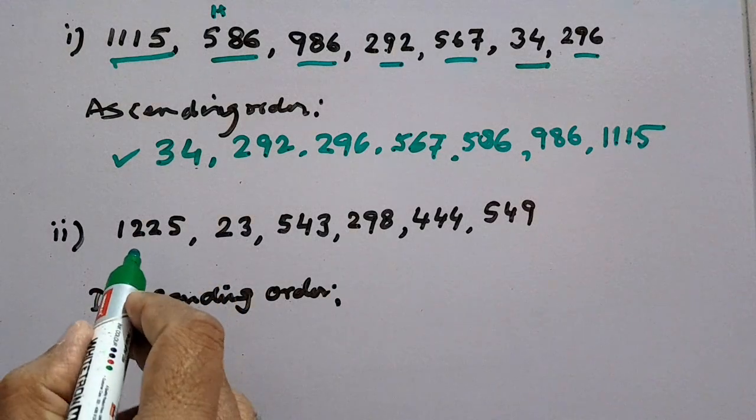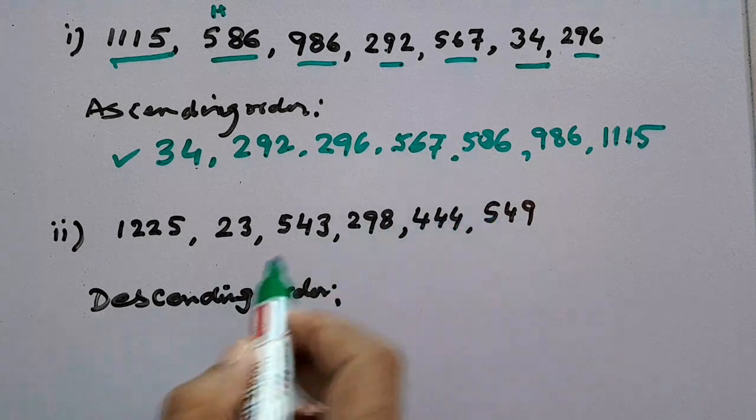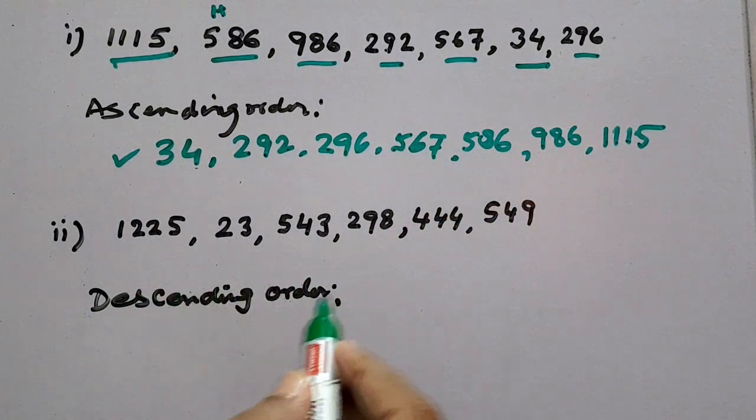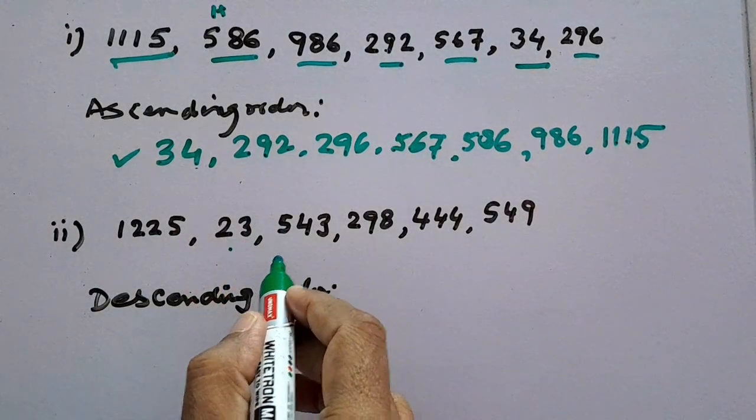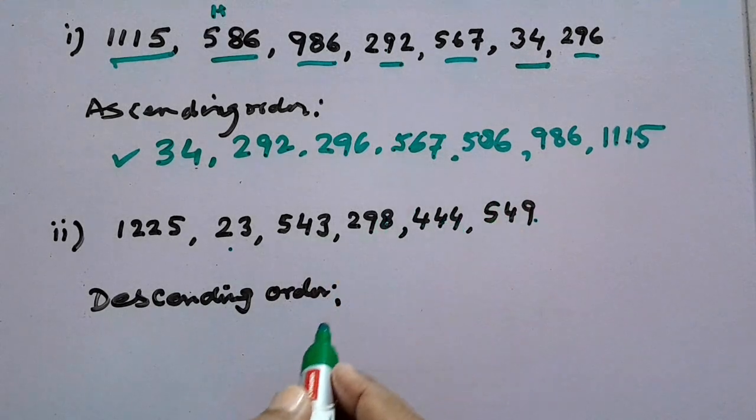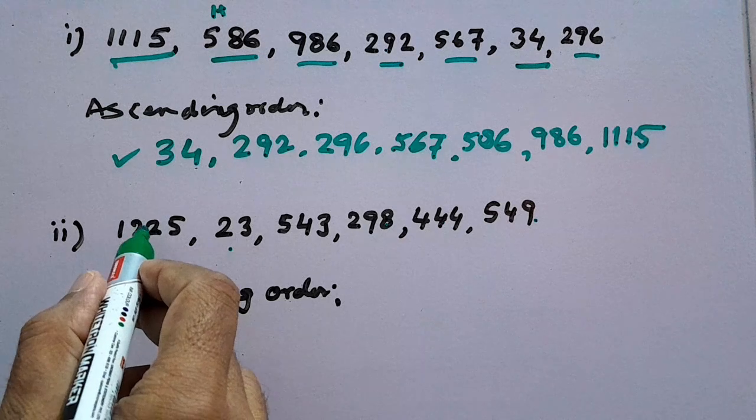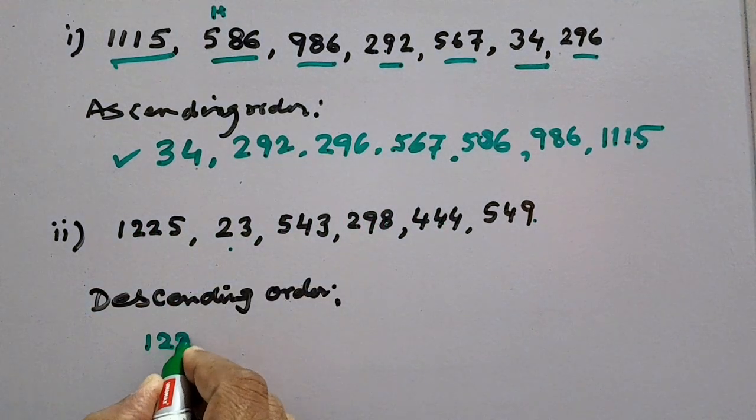Now another example is given. Here these numbers are there, we have to write them in descending order. That means from biggest to smallest. So here one number is in 2 digits, 4 numbers in 3 digits and 1 in 4 digits. So the 4 digit number is the highest here. So we'll write the 4 digit number first.